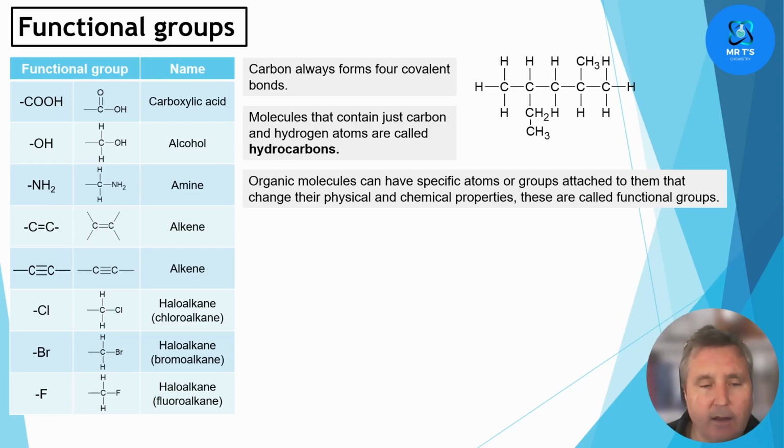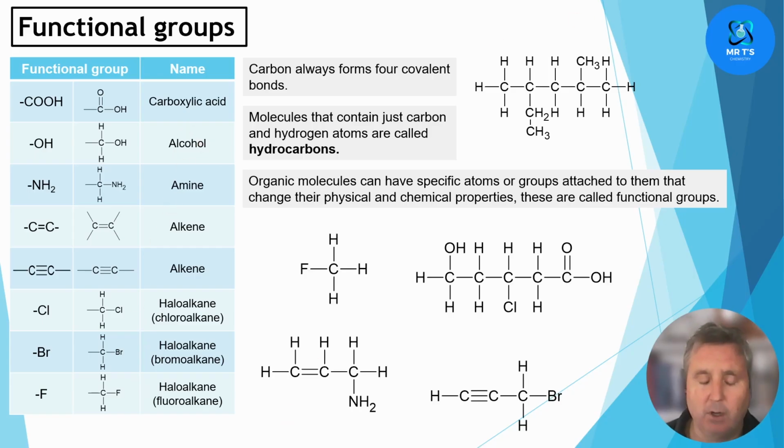Now you can see here that I've drawn in the second column. Here is my carboxylic acid. It has a carbon with 2 bonds to an oxygen and an OH. An alcohol has a carbon that has an OH attached to it. An amine has an NH2. An alkene is a carbon-carbon double bond. An alkyne is a carbon-carbon triple bond. A haloalkane is this carbon joined to a halogen. Now, it's a chloroalkane if the halogen is chlorine. It's a bromoalkane if the halogen is a bromine, and a fluoroalkane if the halogen is a fluorine.